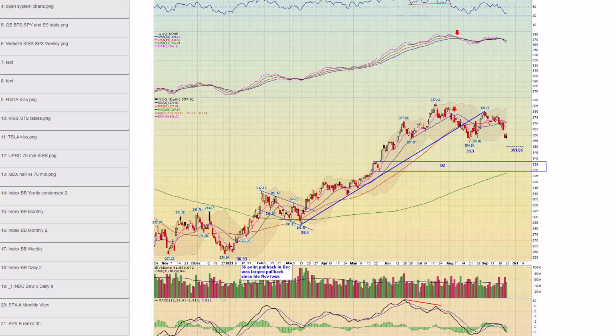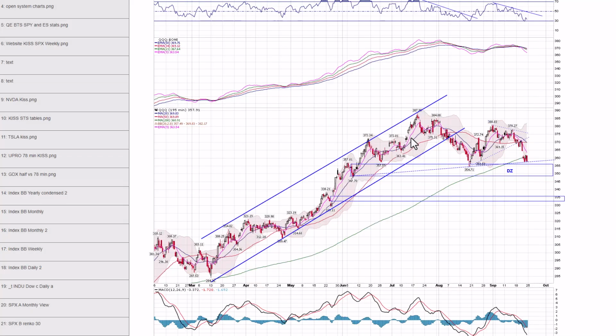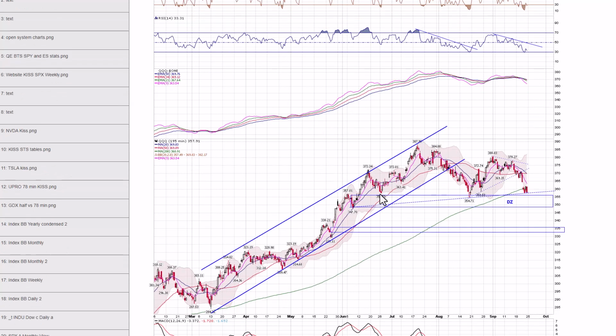Chart 37, here's a half-day chart. Again, closed right in this area, support. We got a demand zone here. Now, if this doesn't hold, your next demand zone is there's an open gap down here. It could be a target.